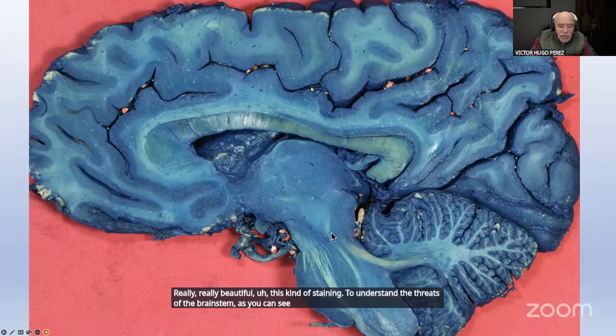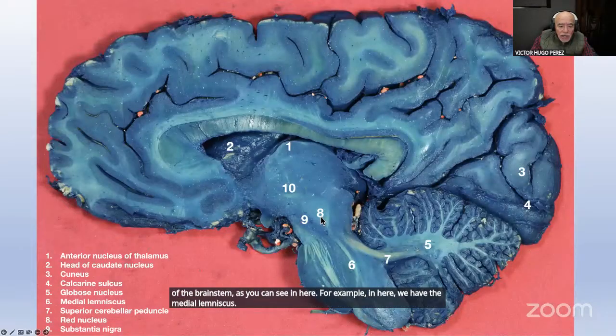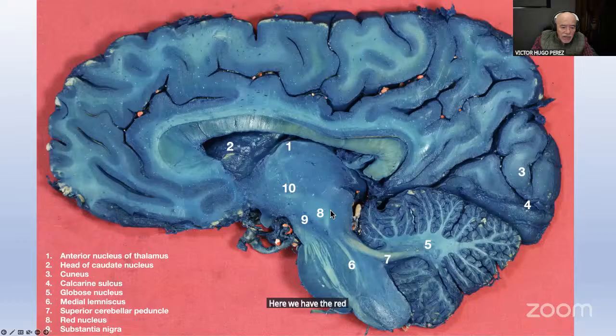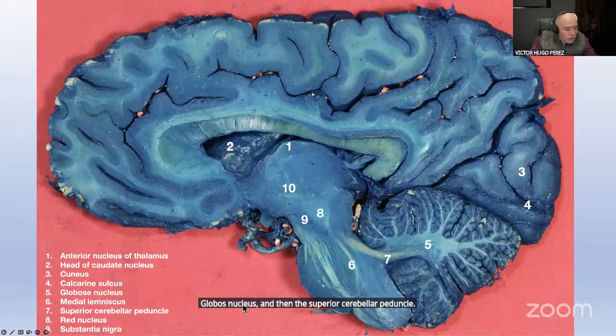For example, in here we have the medial lemniscus. Here we have the red nuclei. In this we have the globose nucleus, and then the superior cerebellar peduncle. So this is the last picture.